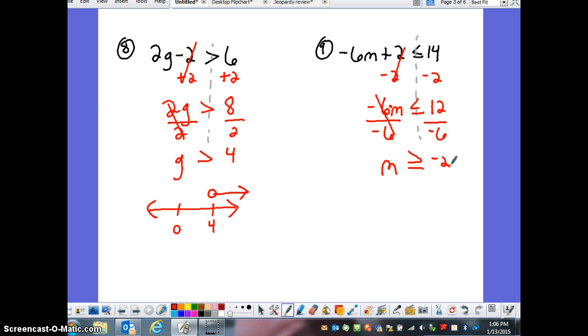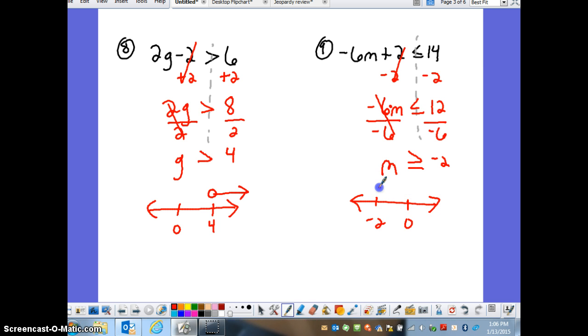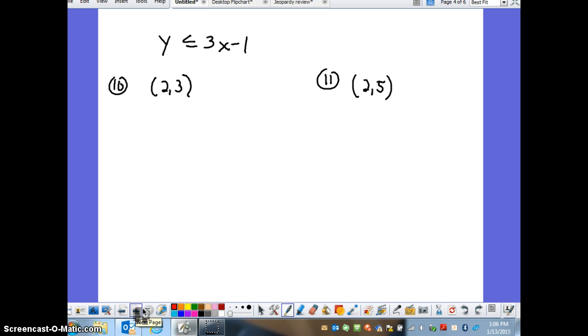Again, you have to remember, when you're dividing by a negative, just like we did in that previous problem, you have to flip your sign. So now m is greater than or equal to negative 2. On my number line, I'm going to plot my negative 2 and my 0. It's going to be a closed circle, and it's going to be going to the right. All right, last 2 for this video.